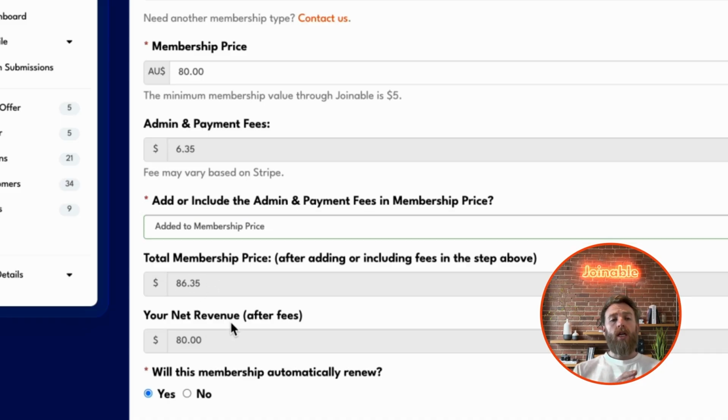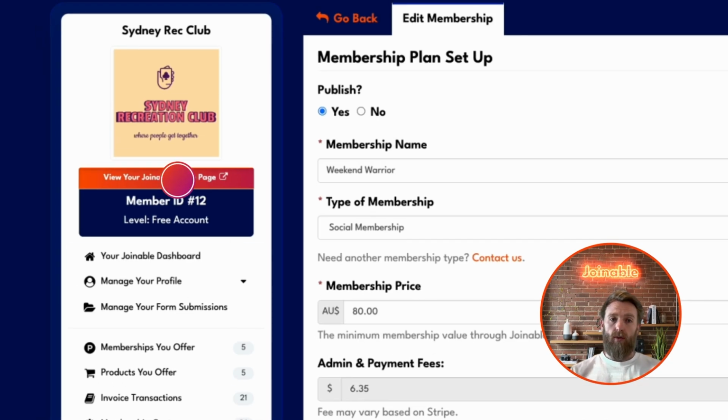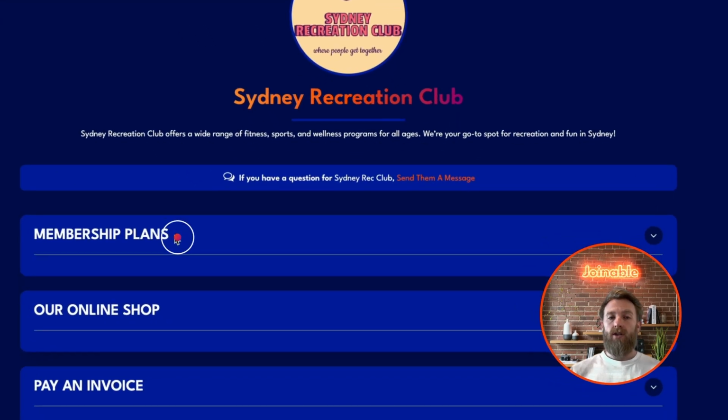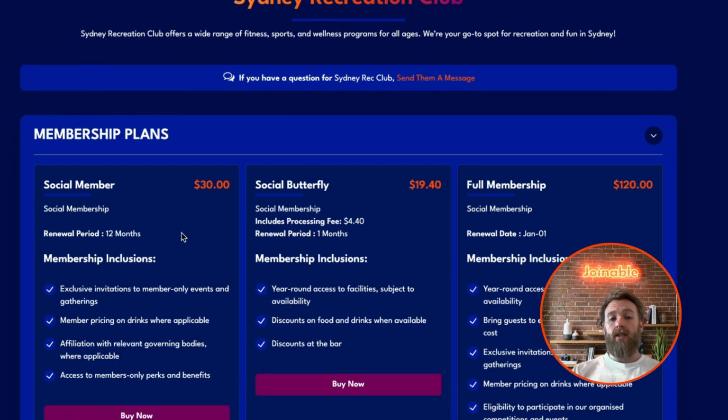Now that's all good, except what you'll notice on the live profile, let's go and take a look at that at the moment. So you can see there are some different memberships listed here. Some have the membership price plus the admin and payment fee, so that's been triggered to pass it on. And others don't show an admin or payment fee of any type. So one looks a bit cleaner. Some people are triggered by a transaction fee if they see that added on to the bill.